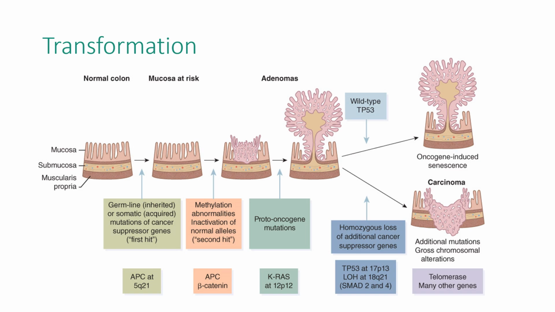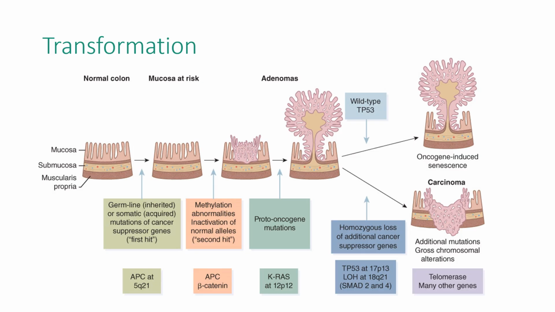As additional mutations accumulate, especially KRAS activation, we get adenoma formation. These are benign, but they are genetically abnormal and clonal. The cells are already breaking the rules. Eventually, loss of TP53 and other tumor suppressors removes the final checkpoints. That's when we cross into carcinoma with invasion, chromosomal instability, and frankly, ugly histology.